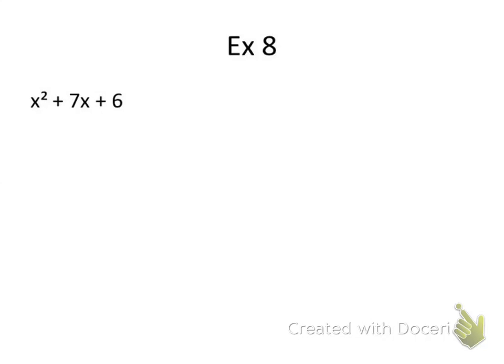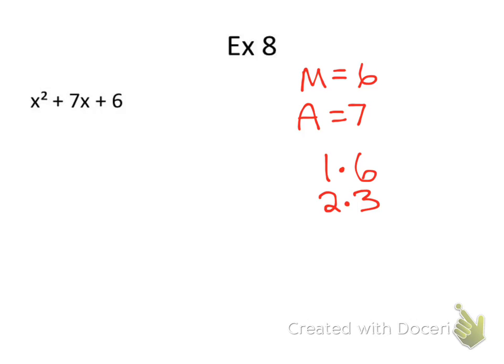All right, so example 8. What is my M? What is my A? They're both positive, so I'm only going to look at the positive factors here. I have 1 times 6 or 2 times 3. Which one of those adds to 7? 1 and 6. So x, help me out. Plus 1.